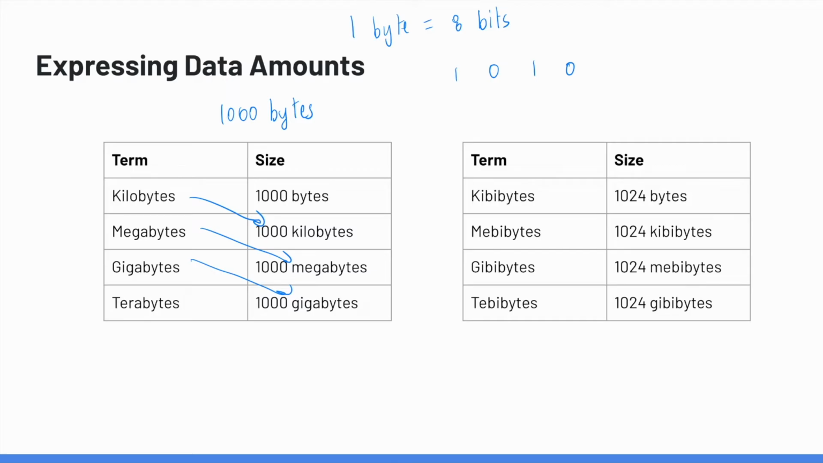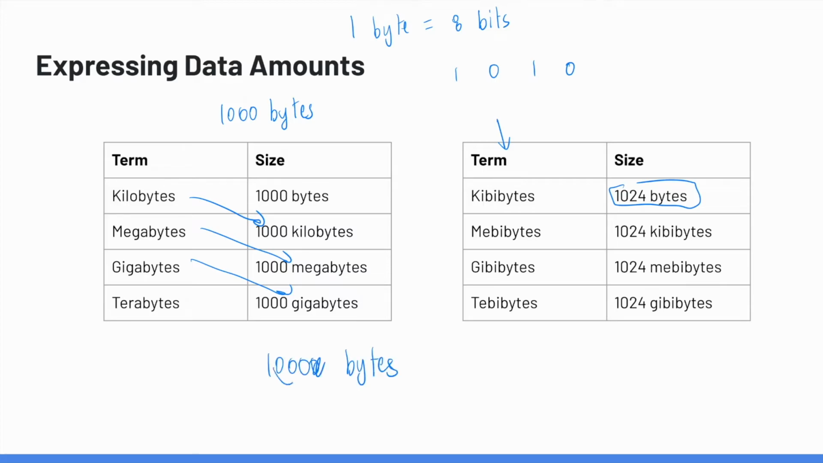So kilo, mega, giga, tera. Those are really what you need to know, along with the definition of byte and bits. Now, one other way of expressing values that we do have is this kibi, mebi, gibi, tebi sort of scheme right here. And the idea here is that while a single kilobyte might represent 1000 bytes, here a single kibibyte represents 1024 bytes.